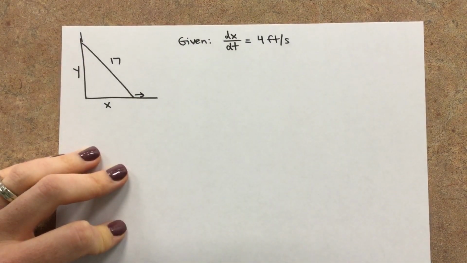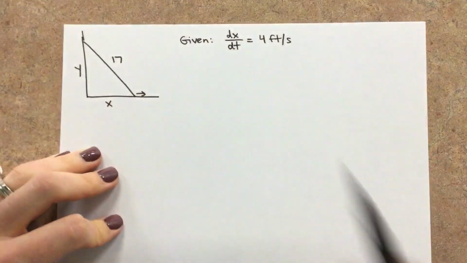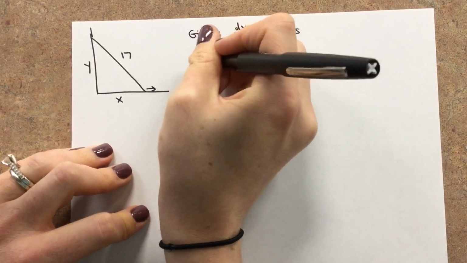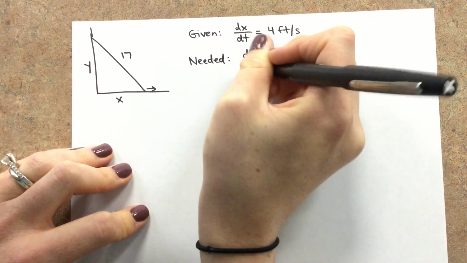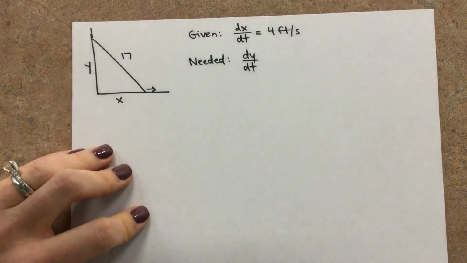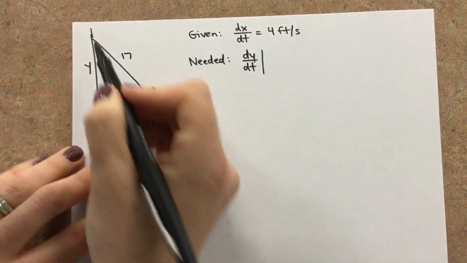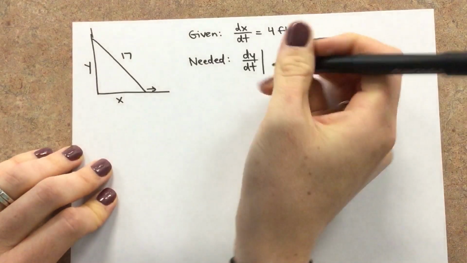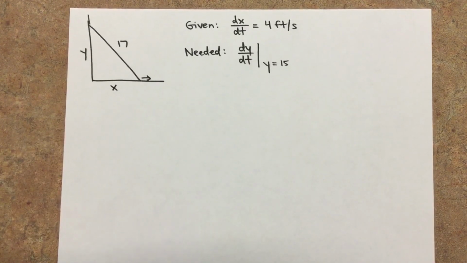How fast is the top of the ladder sliding down the wall? So we want to know how y is changing, and we're expecting it to come out to be negative. Because if the ladder is sliding down the wall, that means y is actually decreasing. So we're interested in that value when the top of the ladder is 15 feet from the ground. So that's this measurement right here, it would be 15. So at the moment when y is equal to 15. So that's our given, our needed.